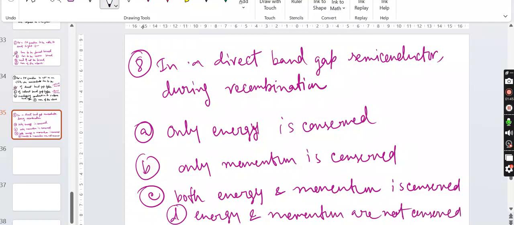We know that for direct bandgap, both energy and momentum are conserved, and that's why we get the light. So that is for today, and there is an extra class where I'll recap all the main concepts of this course. So that's for today. Thank you.